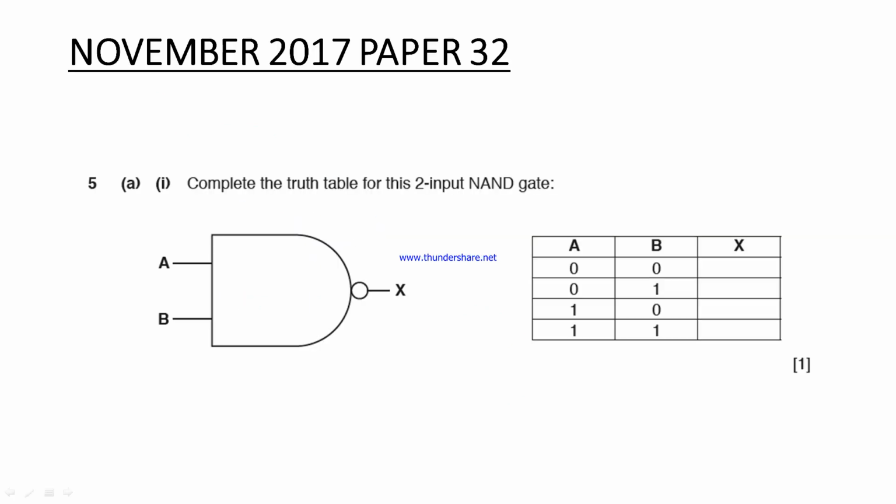Now, this is a very interesting question. You have the NAND gate, and NAND means you multiply, then you reverse it. If you multiply and reverse it, what you will get: you multiply 0, 0, 0, you reverse it, 1, 1, 1, 0. We go for the next slide now.